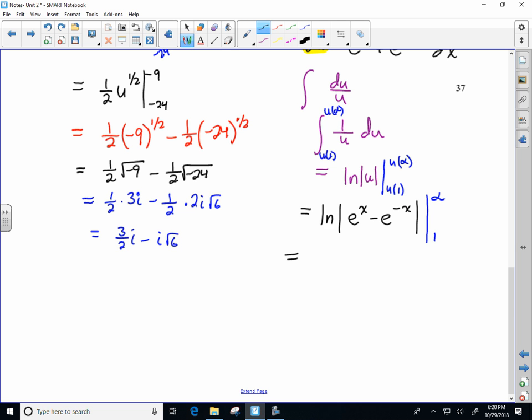So now I can do my plugging and chugging. Not much chugging, just plugging. ln of e to the alpha minus e to the negative alpha, minus ln of e to the first minus e to the negative first. And there are some things you can do to clean it up a little bit, but nothing really worthwhile.